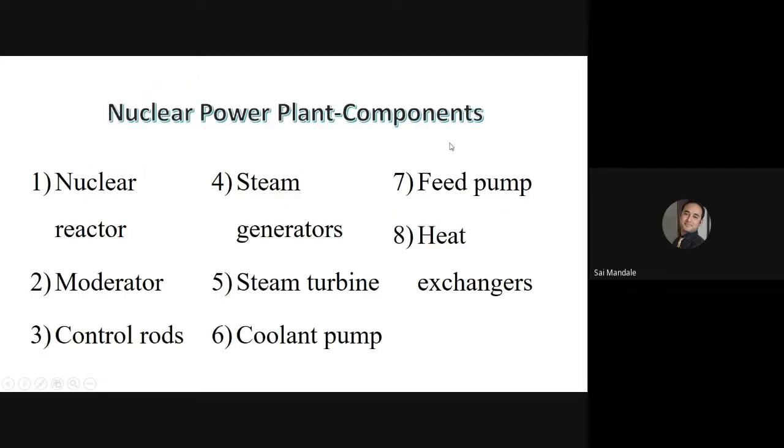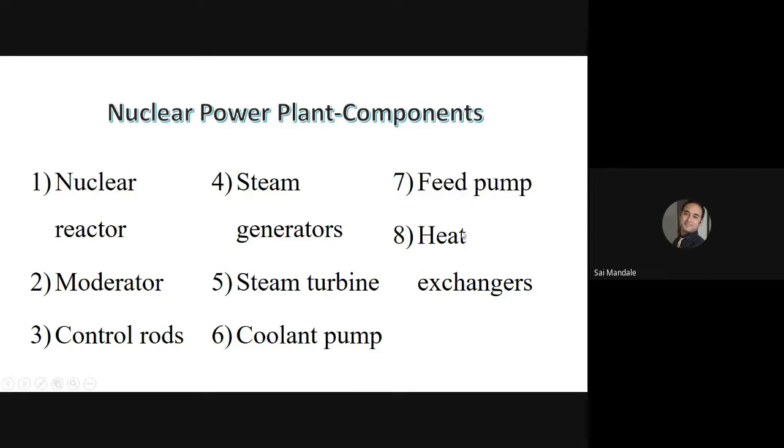So a nuclear power plant consists of a nuclear reactor, which is the first component, like the boiler in the case of a thermal power plant. Right now I'm taking this as a nuclear reactor. The moderator is there, control rods are there, a steam generator is there, a steam turbine is there, a pump is there, then the feed pump is there, then the heat exchanger.